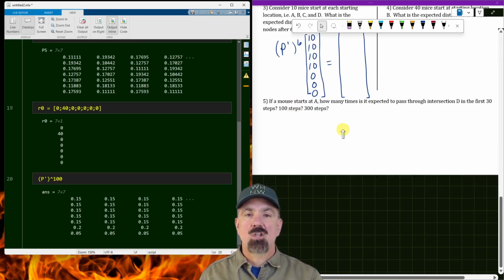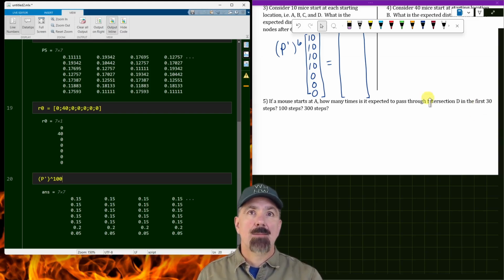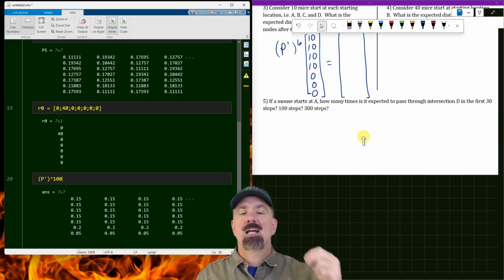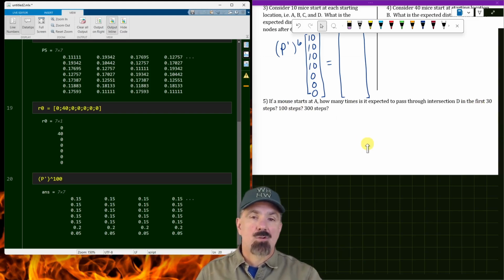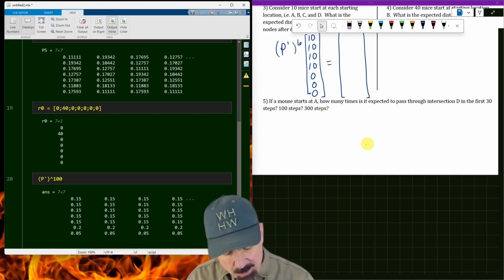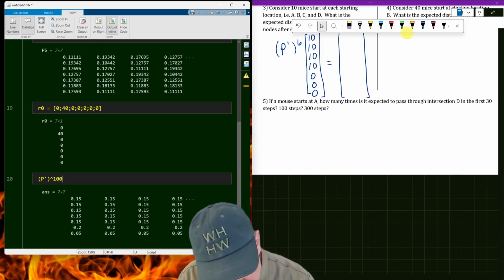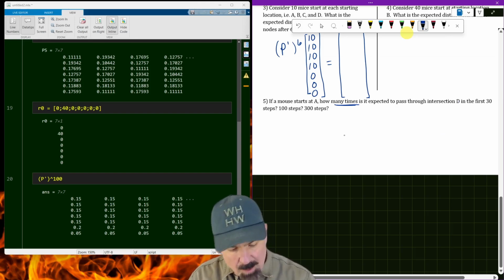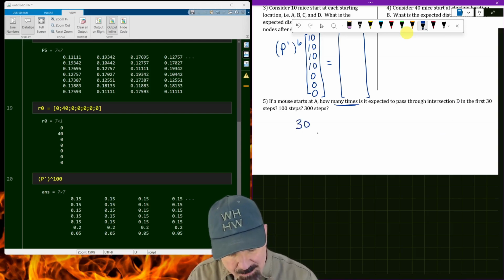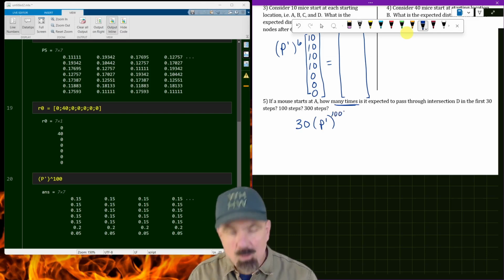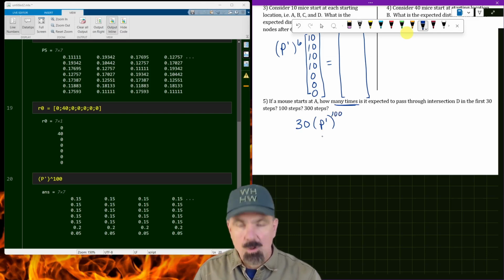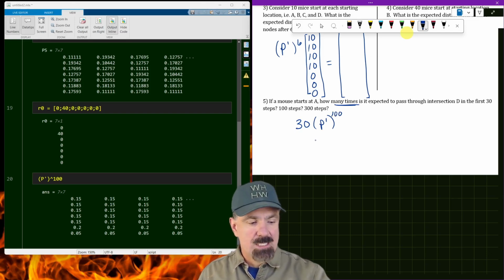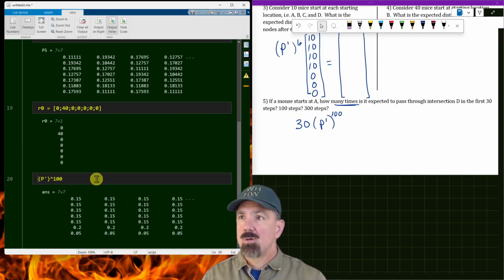We're just going to take a look at the equilibrium, and then multiply that equilibrium times the number of steps to figure out how many times the mouse went there. And there's only one caveat to that. Let's do that calculation first. How many times are we expected to pass through D? If we have 30 steps, we're going to take P transpose, find out what the equilibrium is, multiply that times 30, and check to see what that number is. Let me show you what that gives us.